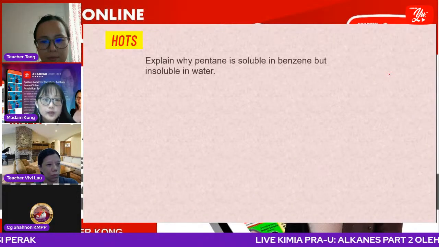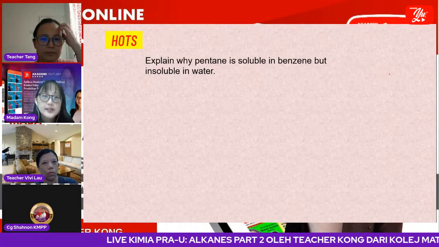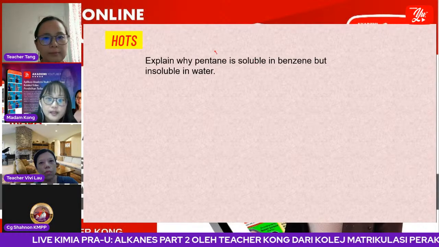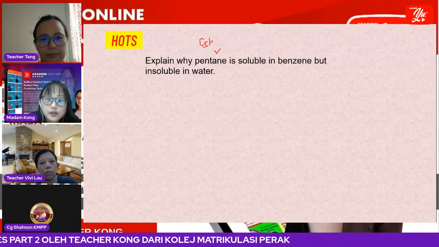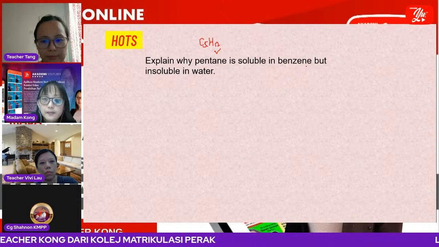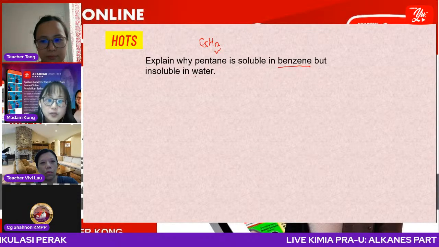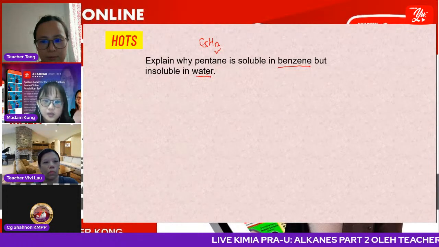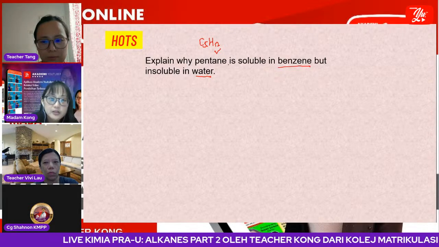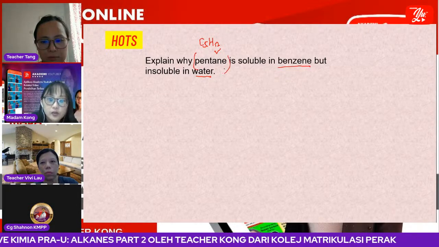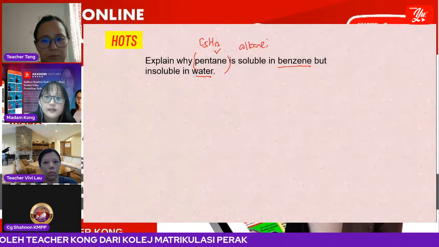So let's try this hot question. Explain why pentane, with 5 carbon, so this is C5H12, is soluble in benzene, which is a non-polar solvent, but insoluble in water. The answer is very simple. Just now it was in general form. This one is special, the question asks about pentane. So you should know pentane is alkane. So the explanation is the same.